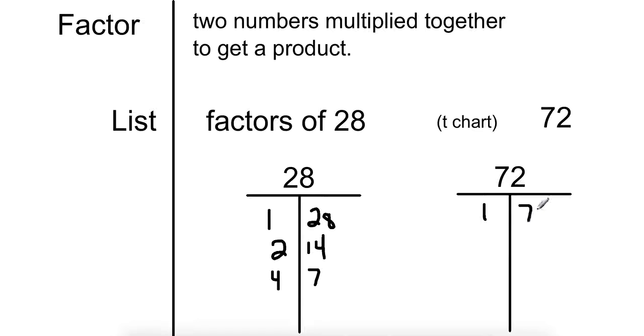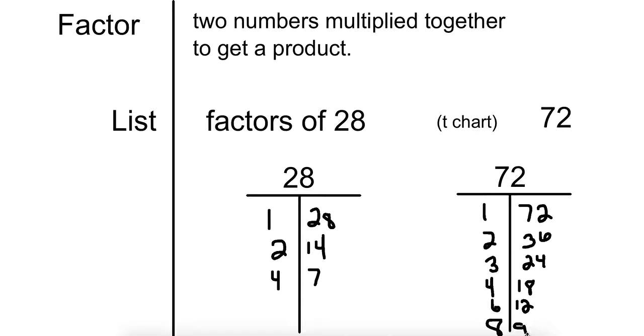1 and 72, 2 and 36, 3 does go in there because it adds to 9, so it's 3 and 24. 4 is one that people forget because it's a hard one, so 4 goes in there 18 times. 5 does not go in there. But 6 does because both 2 and 3 do. So 6 and 12. 7 does not go into it, but 8 times 9 is 72.